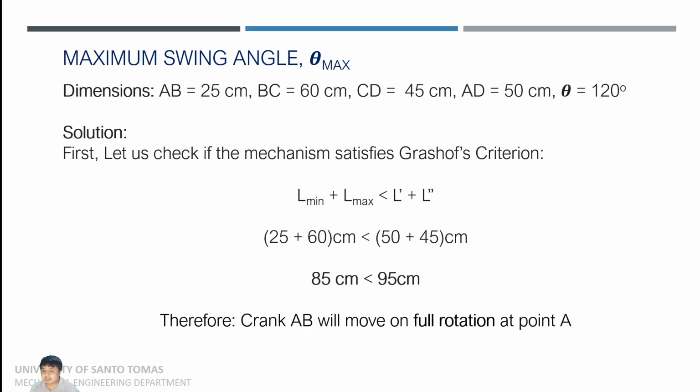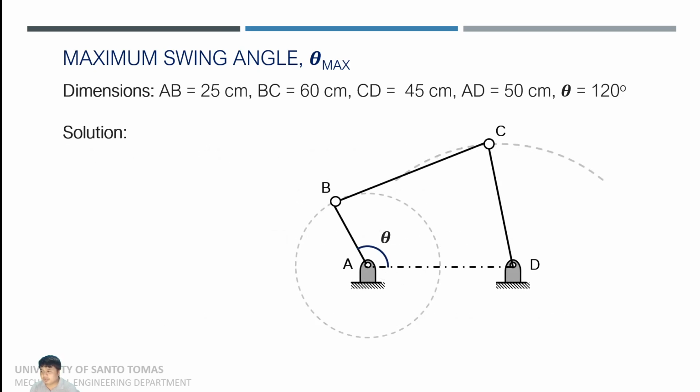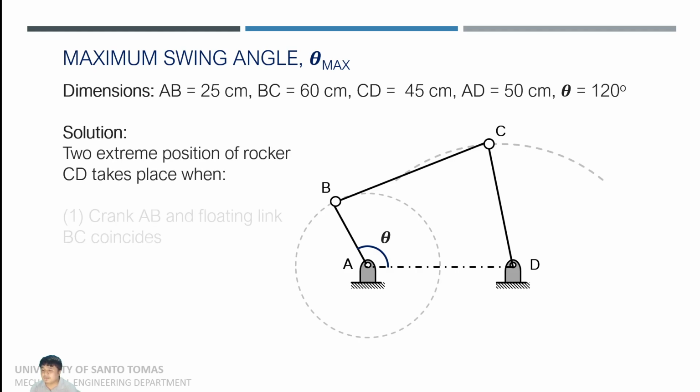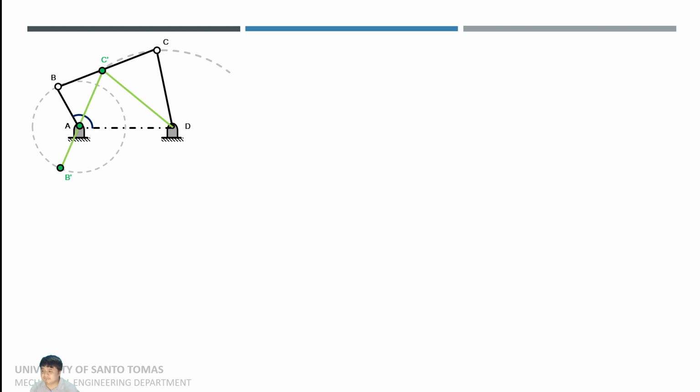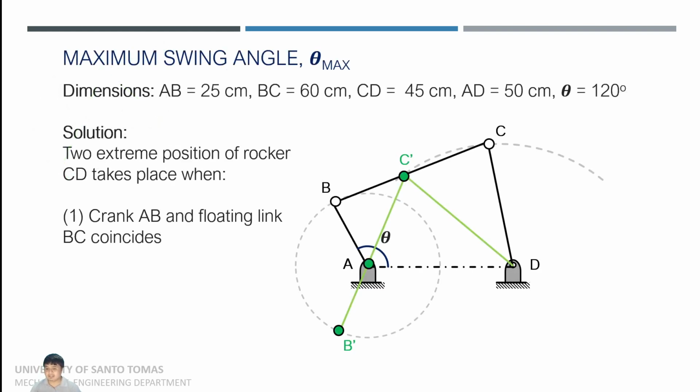So as you can see, this is the Grashof condition. So Grashof condition is true. Therefore, you can start solving already for the maximum angle. So what you can do is again find first the extreme position C prime, and then the relative angle. To be able to find the maximum swing angle, which is this theta max, we can determine first the angle relative to this configuration. So let's say this is theta d prime.